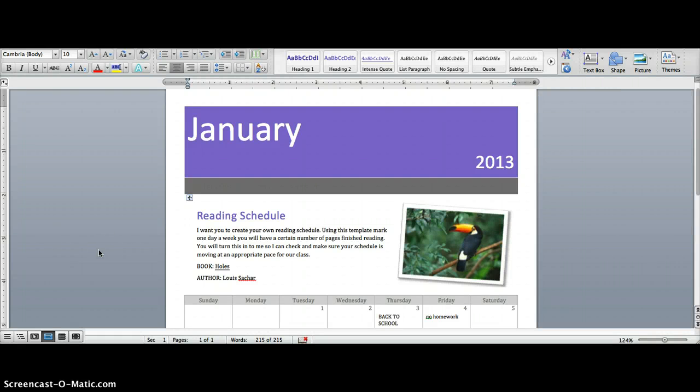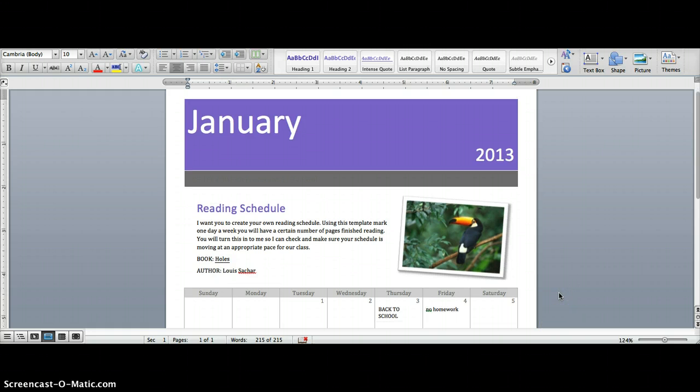Hi. So I'm going to tell you what my two different projects were for my showcase. The first one is going back to when we used all of the different Microsoft templates to make different projects. My first one was a student project, a calendar.